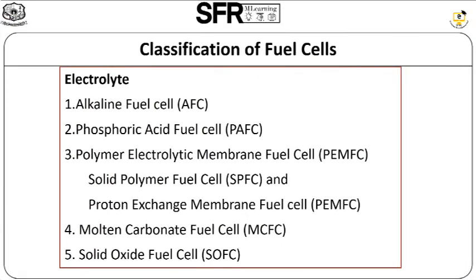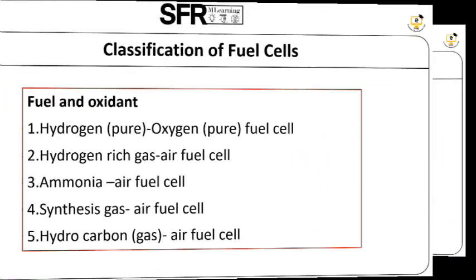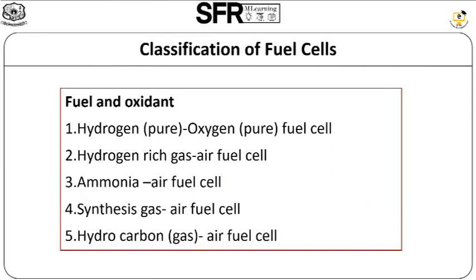So, classifications of fuel cells. Based on the type of electrolyte: alkaline fuel cells, phosphoric acid fuel cells, polymer electrolyte membrane fuel cells, which are of two types, solid polymer fuel cells and proton exchange membrane fuel cells, molten carbonate fuel cells, and solid oxide fuel cells. And based on the fuel and the oxidant: hydrogen-rich gas, ammonia, synthesis gas and hydrocarbons.